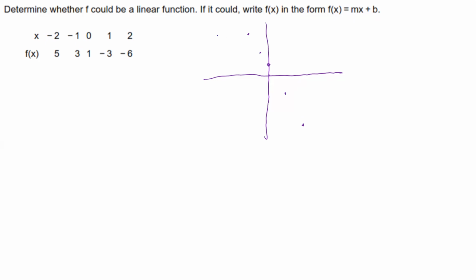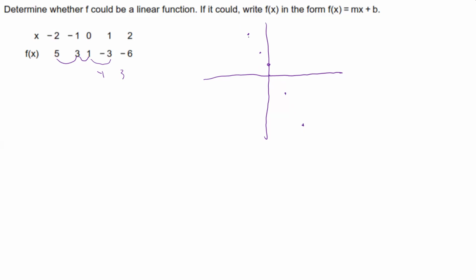So minus 2 is a 5, minus 1 is a 3, 0 is a 1. Now, if we're going by ones, that's by 2, that's by 2. Now, this one, that's not by 2. That's going to be by 4. And then that one's going to be by 3. And so, really, there's going to be a change. It's a little steeper down at this end.